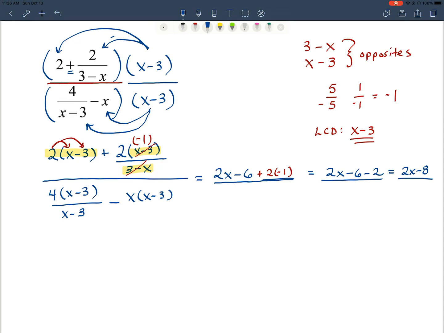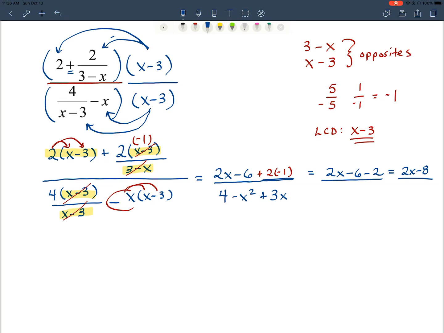And then when we do our denominator, we've got the x minus 3 and the x minus 3 are common factors, so that's just going to be like positive ones there. So that's going to leave us with just the 4. And now we're going to need to take this negative x and distribute it through here. So remember, take this negative with it. You're going to end up with minus x squared plus 3x.